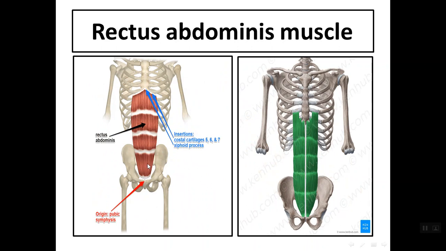This is a muscle here, the rectus abdominis muscle, or the six packs, extending from the pubic bone, and it is inserted into the fifth, sixth, and seventh ribs. It lies on both sides of the linea alba, and it is divided by these tendons, dividing the muscle into parts. These tendons are called tendinous intersections.